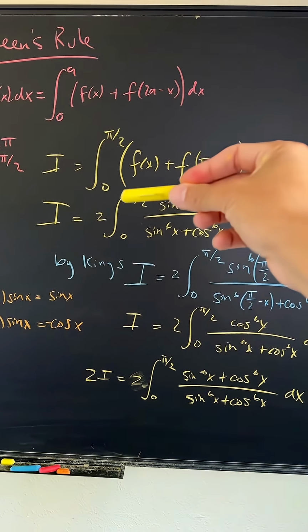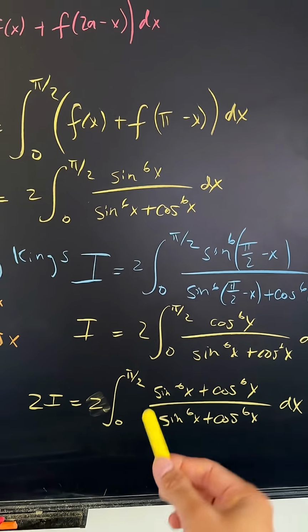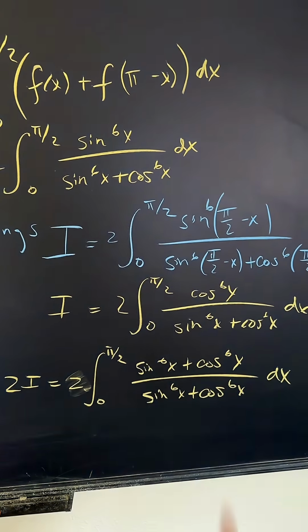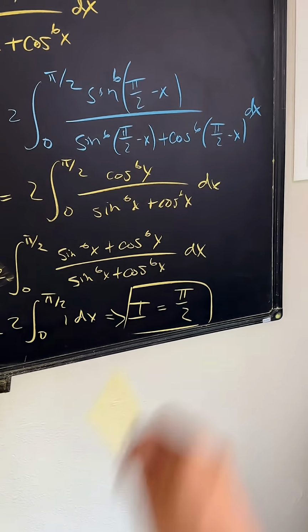So we have this integral plus this integral is equal to 2I, and that's equal to 2 times the integral of this numerator plus that numerator, giving us this. That's just equal to 1, giving us that 2I is equal to 2 times this integral, which is equal to pi over 2.